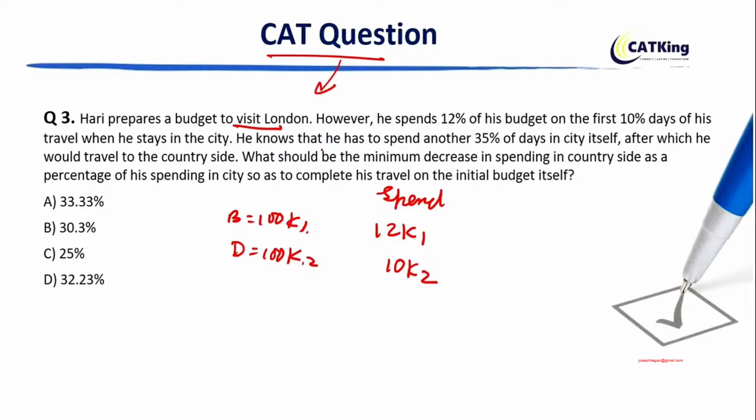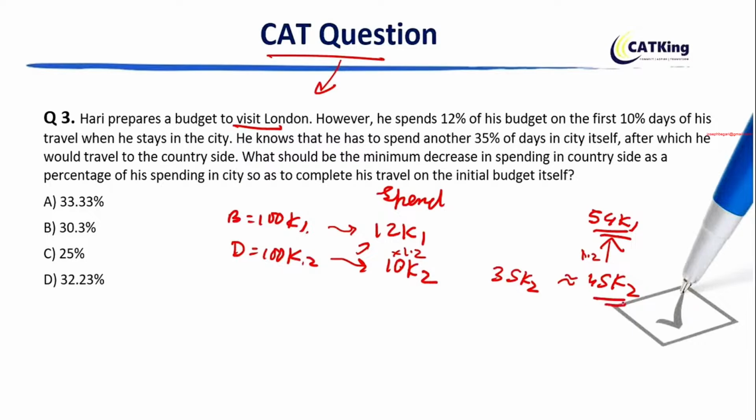Okay. He knows that he has to spend another 35% of days in the city itself. Correct? So he has to spend how many more days? 35K2 more days. That is total how many days? 45K2 days he has to spend in the city. That he knows. Fine. So when he is staying for 10K2 days, he is spending 12K1. That is a factor of 1.2. So if he is staying 54K2 days, he will spend how much? Again a factor of 1.2. Correct? That is 54K1. He will spend 54K1. Fine. So he spent 54K1 in 45K2 days.